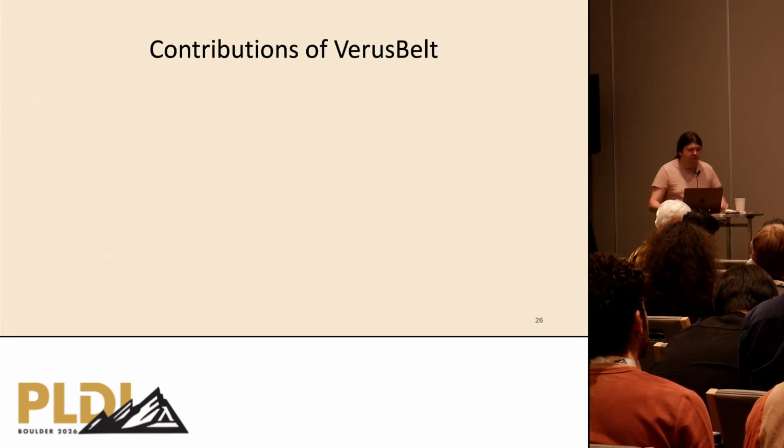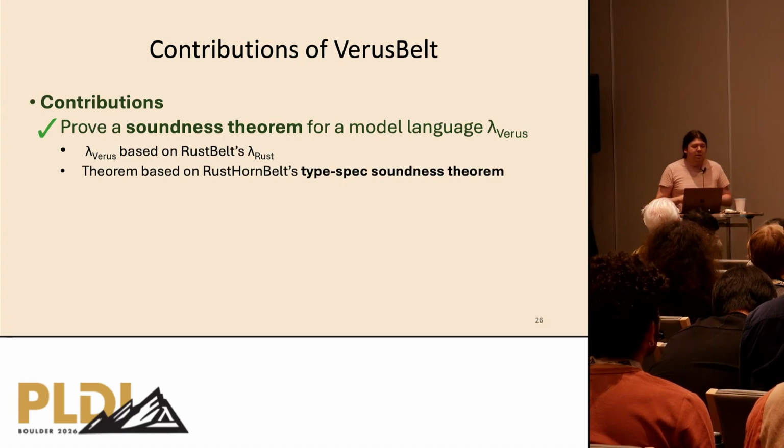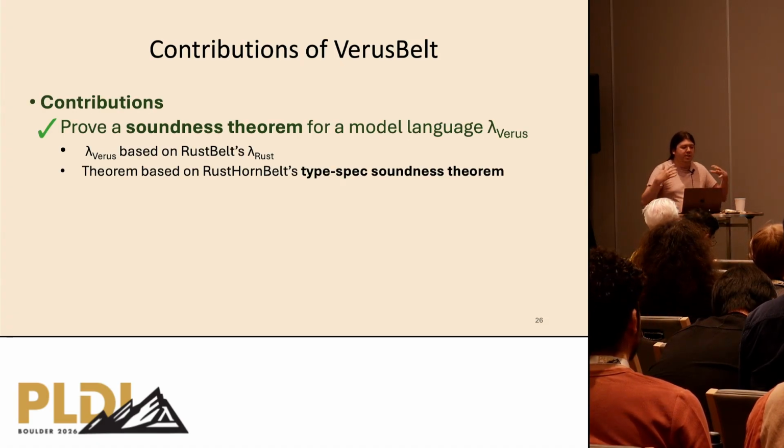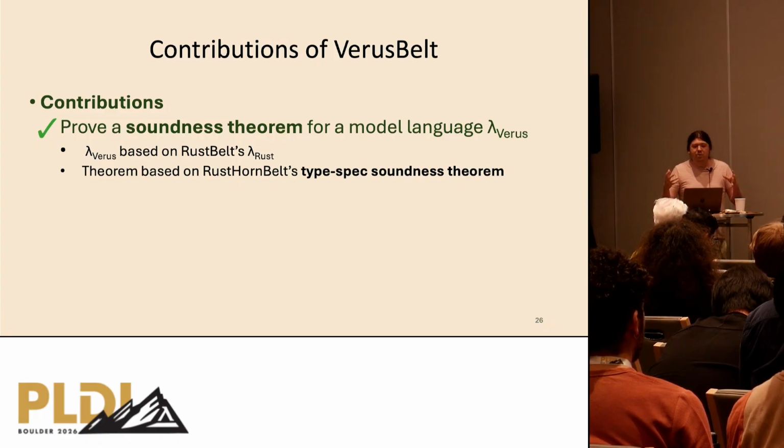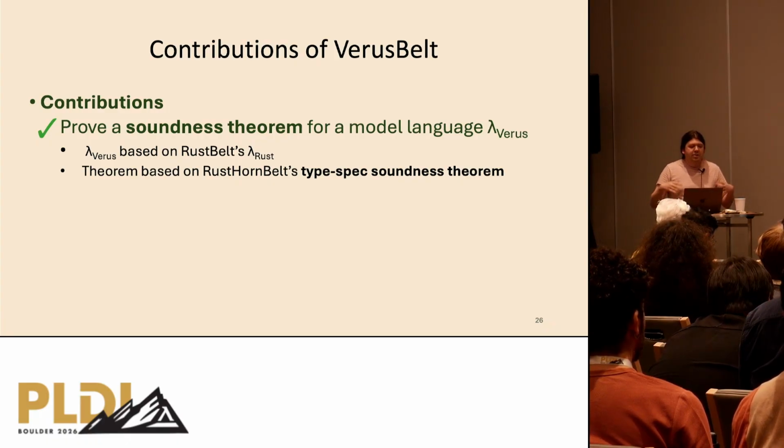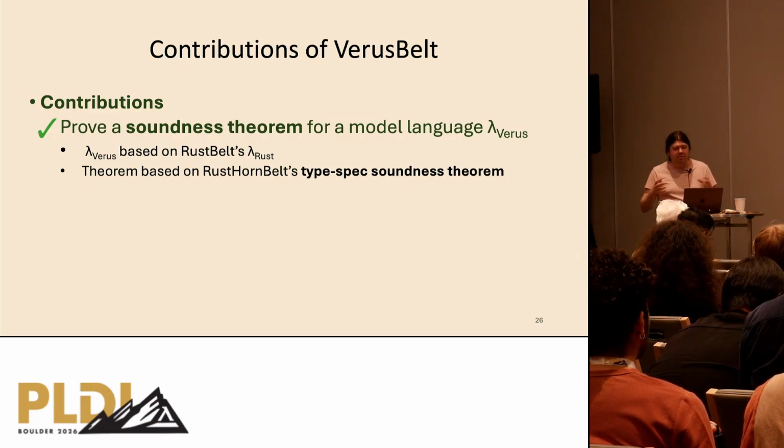So with these challenges out of the way, we can complete the goals of VerusBelt, which I'll remind you of now. The main one is that we want to prove a soundness theorem for some language lambda Verus. In our case, our lambda Verus is just based on VerusBelt's lambda Rust. And our theorem is based on RustHornBelt's type spec soundness theorem, using the appropriate modifications to the methodology as I've just described.